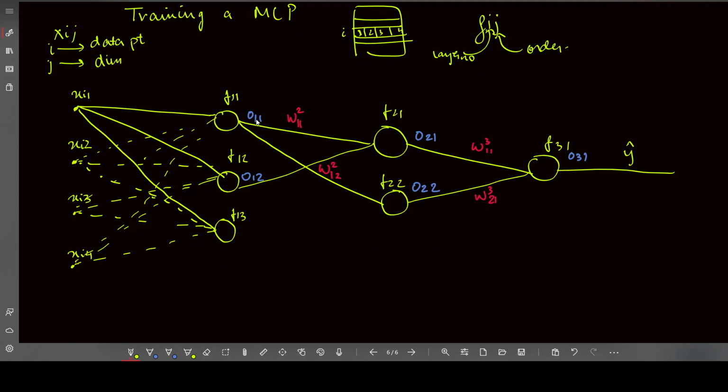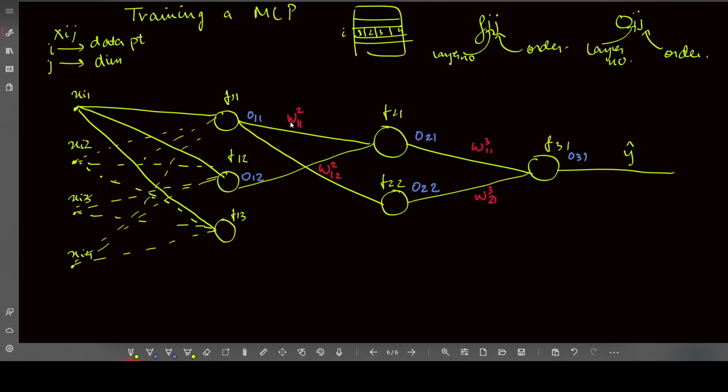O11 is my output, all right, because this is the output from my first activation function in the first layer. Okay, so now if I take oij, i basically tells the layer number again, and j tells the activation function from which I get my output, which is again the order. So this is the output from my first layer's first activation function. This is the output from my first layer's second activation function. So that's how O11 and O12 are defined.